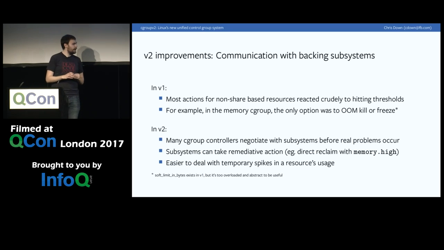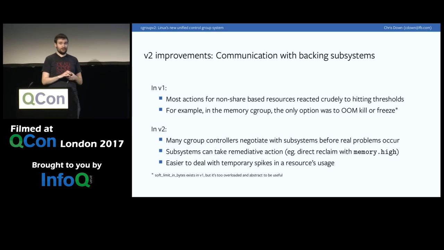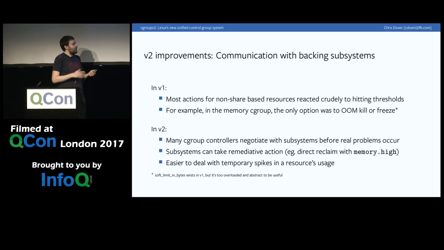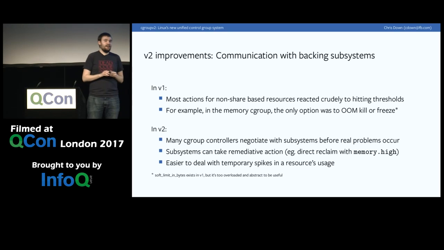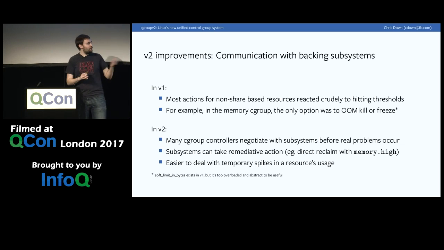Not usually what anyone wants when debugging, unless you are looking for really long-term job security. So we also have some kind of soft limits here. We have one called soft limit in bytes in V1. I literally don't know anyone who understands how soft limit in bytes works. I have read the code and I still don't understand how it works.